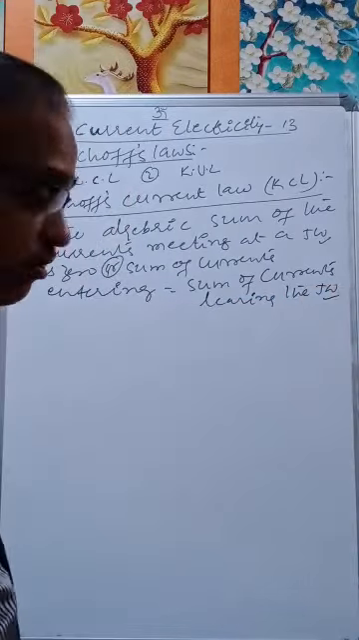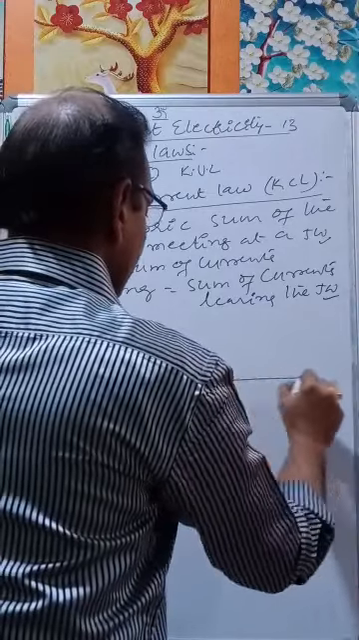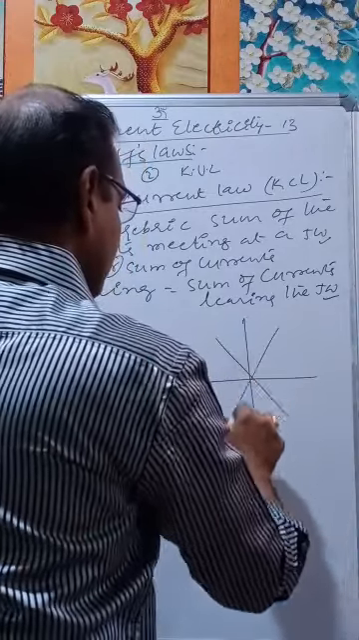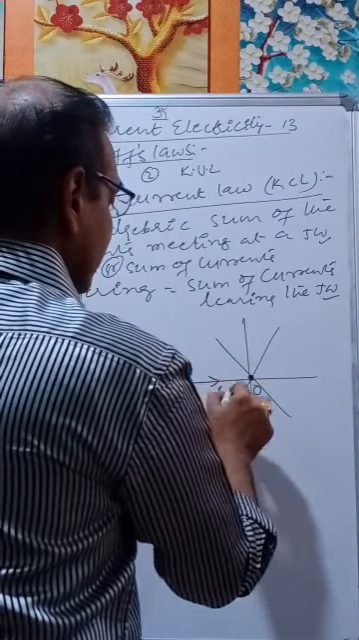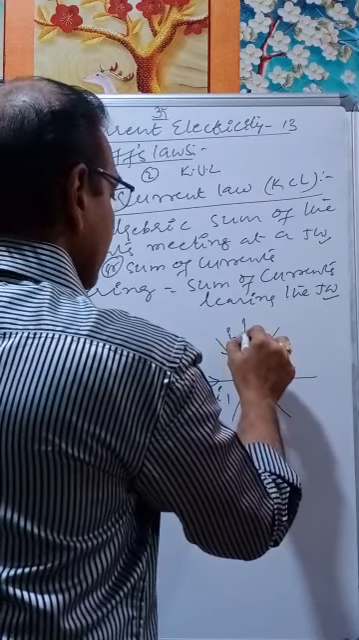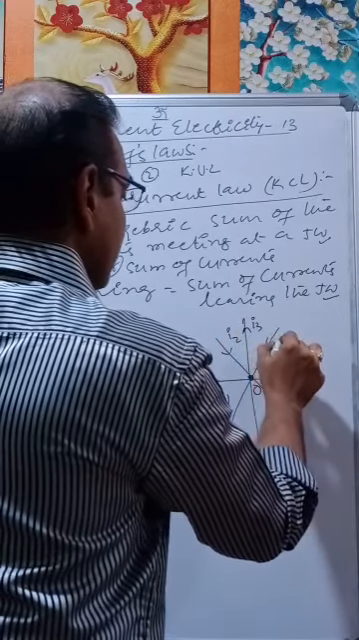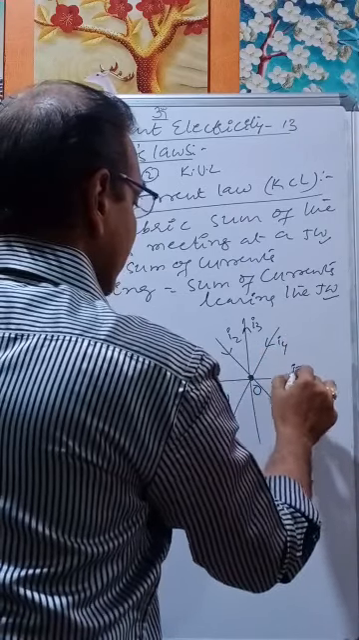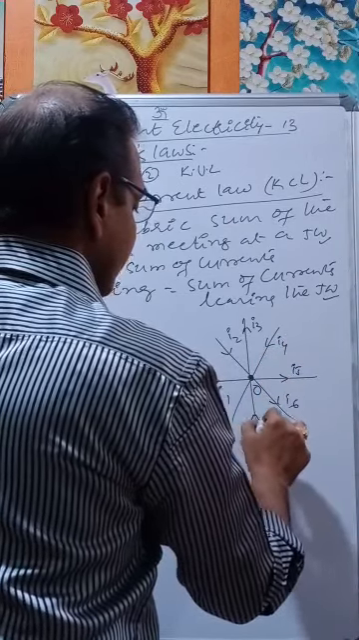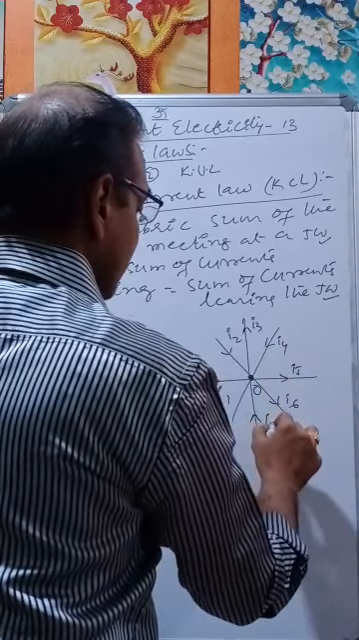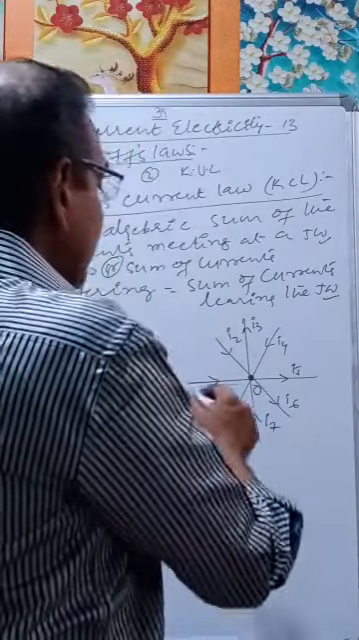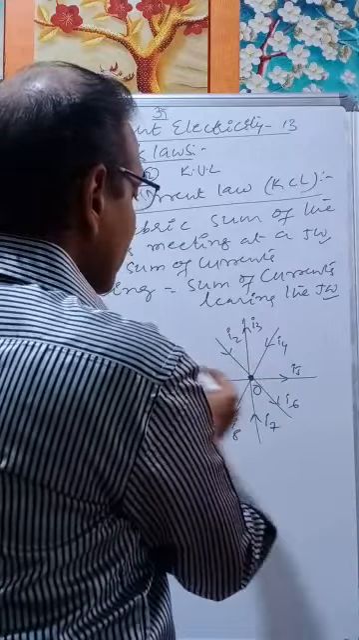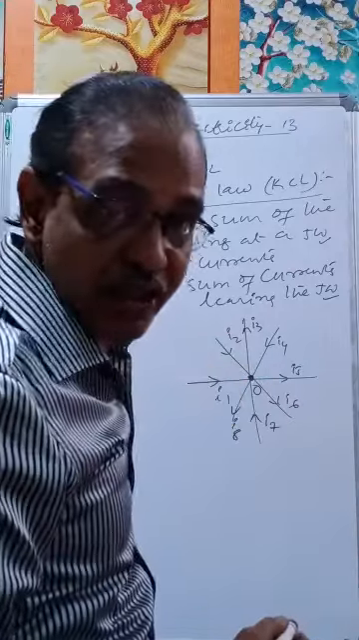For example, let us take this one. So this is junction O. Current I1 is flowing like this, I2 is flowing like this. This is I3, this is I4, this is I5, this is I6, this is I7, and this is I8. Of these 8, some currents are going towards the junction, some currents are going away from the junction.